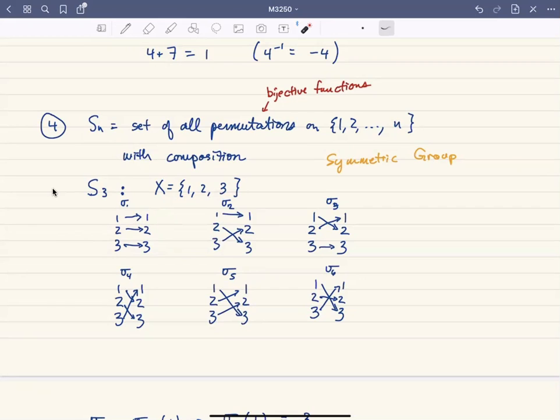And these are the 6 different bijective functions that we have on the set 1, 2, 3. So we have the one that just leaves everything fixed, and I'll call that sigma 1, and then we have sigma 2, 3, 4, 5, and 6. Okay, and so you can see that these are all the different bijections. You can just go through and think about where each element goes, and you'll see that it's got to be one of these 6.